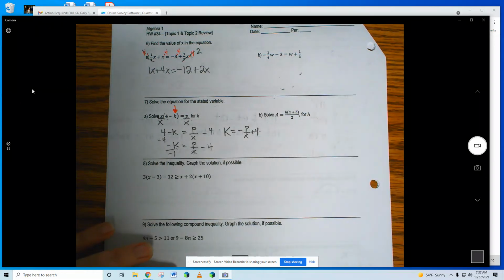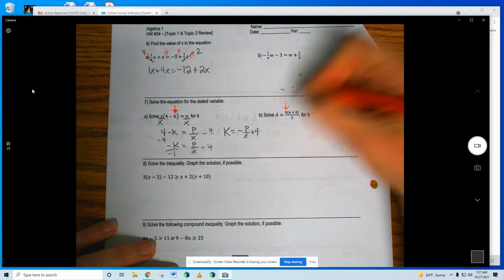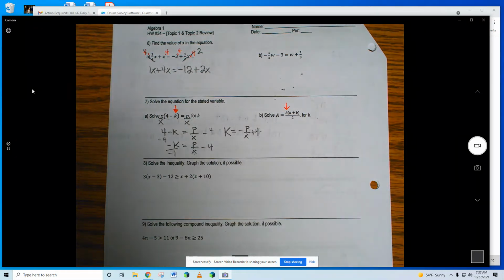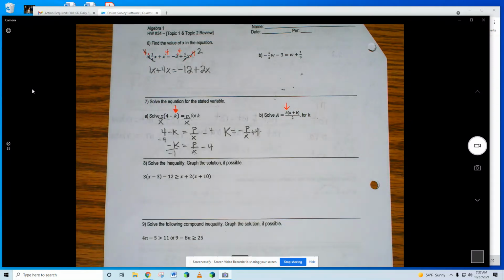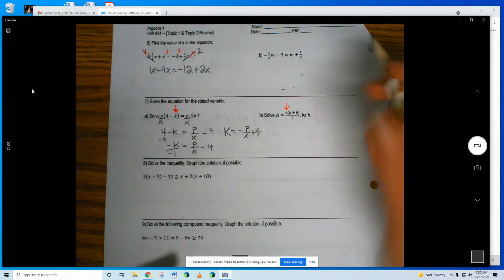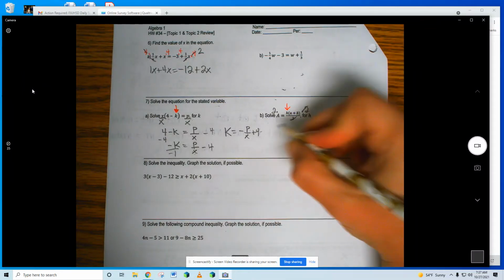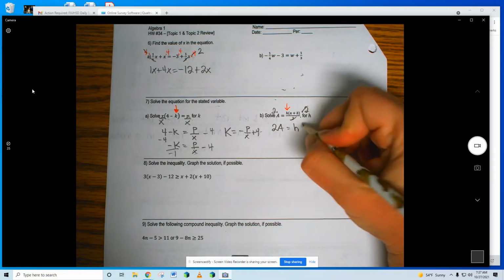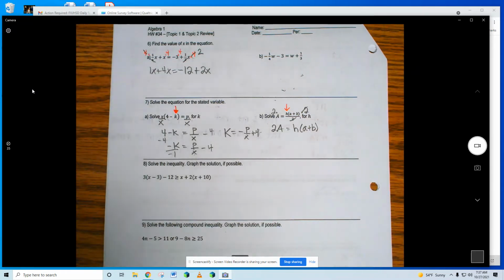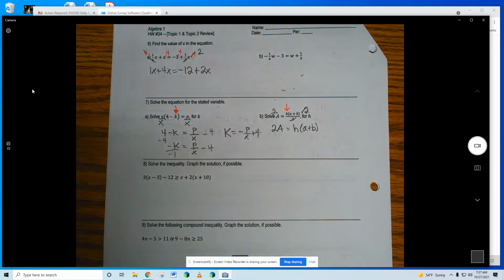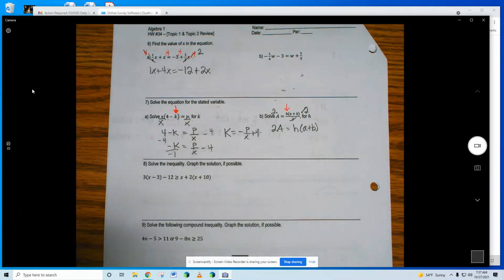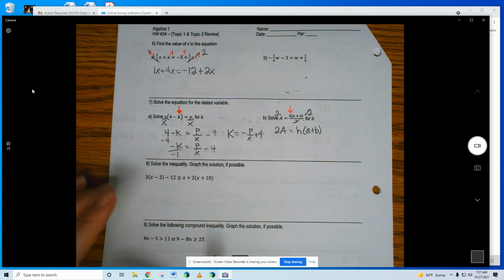Solving for h here. Well, don't distribute. Once you distribute, you make things super messy. So I want you to multiply by 2 to get rid of it. Clear the fractions. 2a equals h, a plus b. And then you do what? I want h alone. I want the a plus b out of there. What do I do?